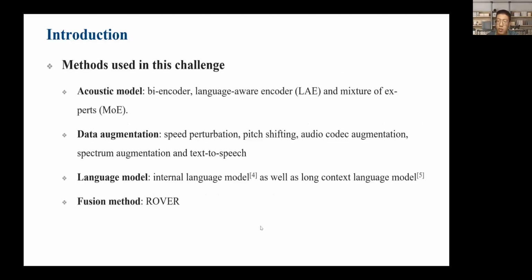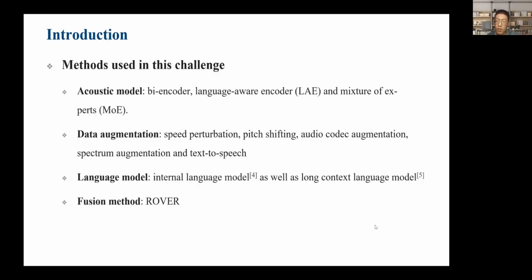In this challenge, we approach Mandarin-English code-switching ASR by exploration of both multilingual neural architectures and data augmentation methods. Specifically, we study the bi-encoder, language-aware encoder, and the mixture of experts architectures with two popular ASR toolkits, ESPnet and WeNet. Various data augmentation methods, including speed perturbation, pitch shifting, audio codec augmentation, spectrum augmentation, as well as text-to-speech augmentation are applied on the training data.